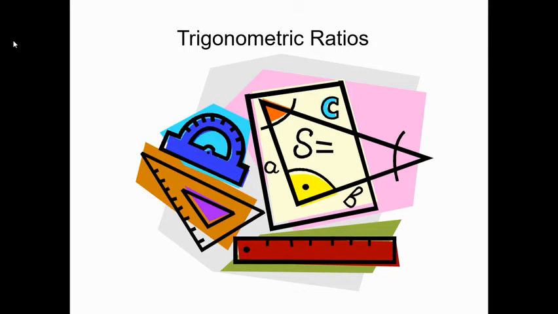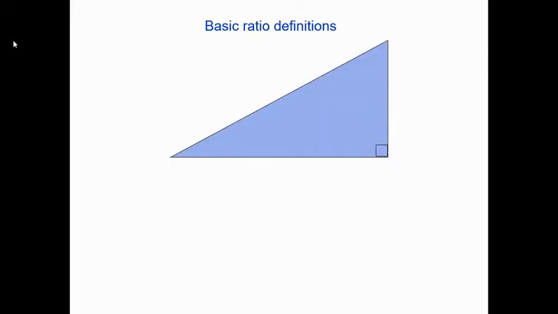We are going to take a look at trigonometric ratios. Some of this will be review, and then after reviewing the ratios of a right triangle, we will move it into the unit circle. All right, your basic ratio definitions are as follows.